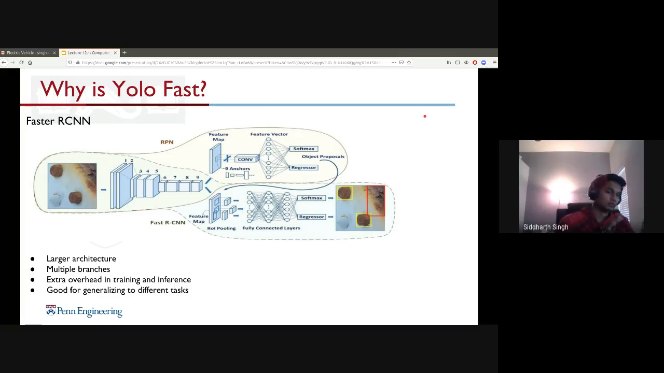That's one advantage of having these multiple branch architectures.